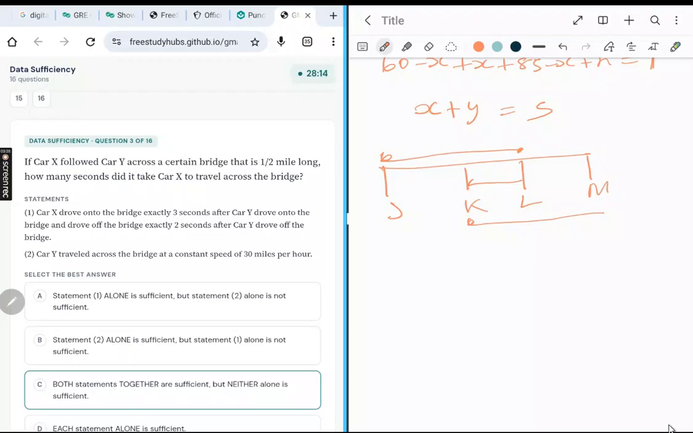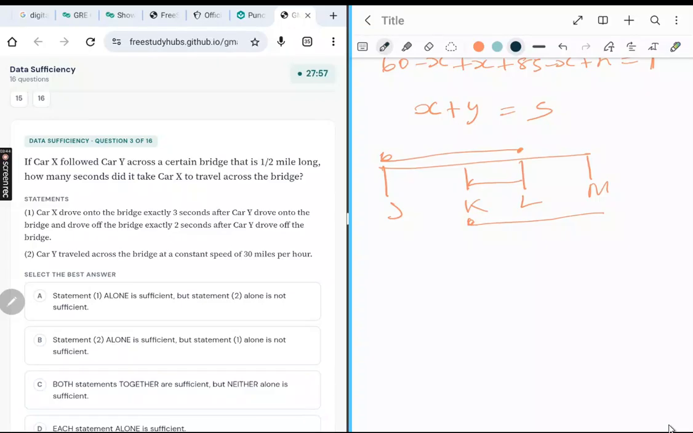But the problem here, the challenge here is that we know neither S nor Y. Assuming we know S, then we can from there find Y. Assuming we know Y, we can find S. So statement 1 is not sufficient.